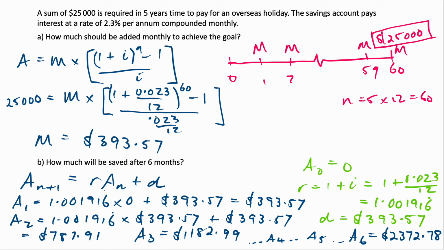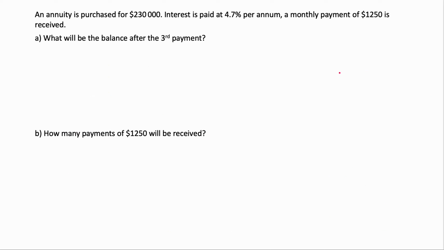Okay, let's have a look at another example. So this time we've got an annuity that is purchased for $230,000, interest paid at 4.7% per annum, and a monthly payment of $1,250 is received.